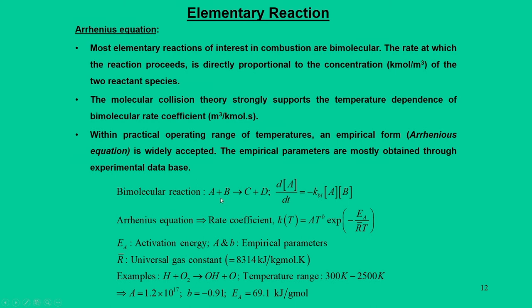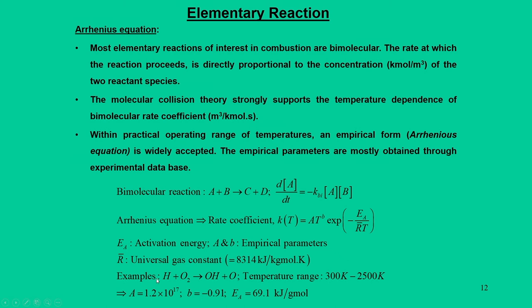equation. So, what it says is that A plus B gives C plus D, and we write d[A]/dt equals minus k bimolecular times concentration of A into B, because the reaction order is 2, and the stoichiometric coefficients are also 1 and 1. And what it says is that you define this rate coefficient in a functional form, k, and he claimed that this rate coefficient is mainly a function of temperature, expressed as A T to the power b exponential of minus E_A by R bar T. T is the temperature, which is known; capital A and small b are empirical parameters, and he introduced E_A, which is called the activation energy, and of course, we know R bar is the universal gas constant.